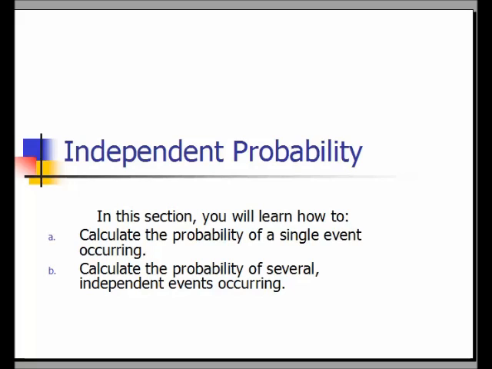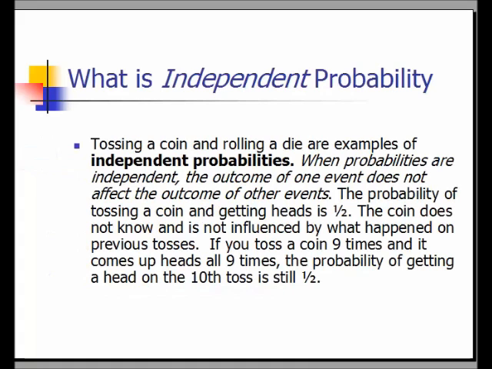You already know that probability is a way of calculating how likely an event is to happen. But what is independent probability? Let's examine this by looking at some examples. Tossing a coin and rolling a die are examples of independent probabilities. When probabilities are independent, the outcome of one event does not affect the outcome of other events.